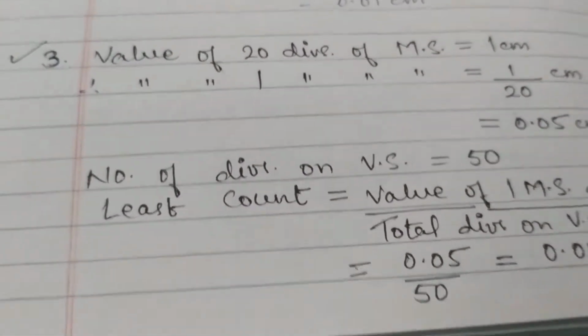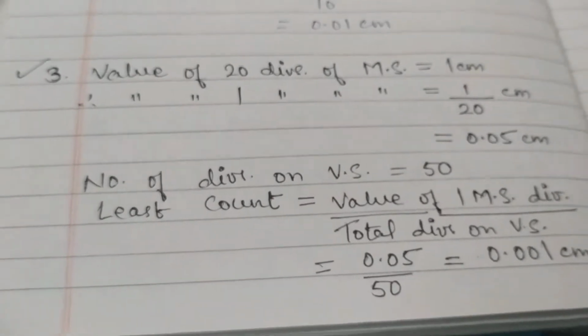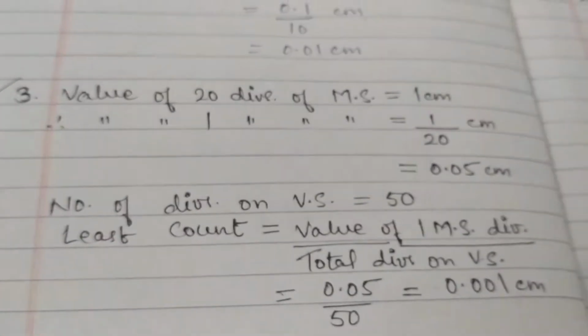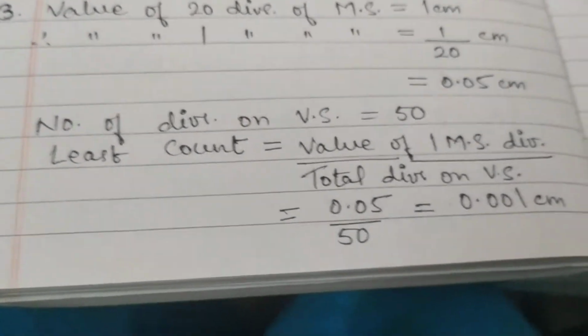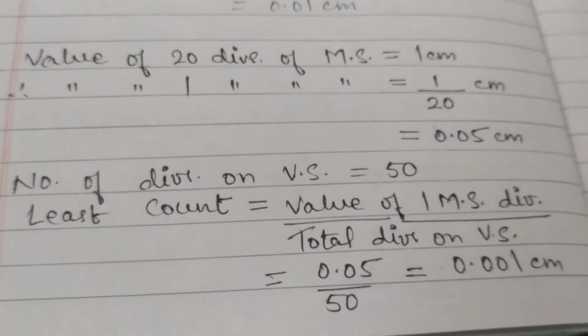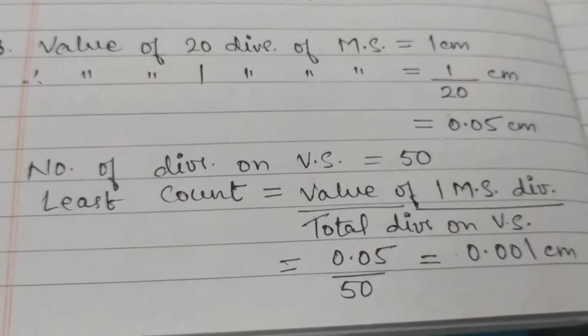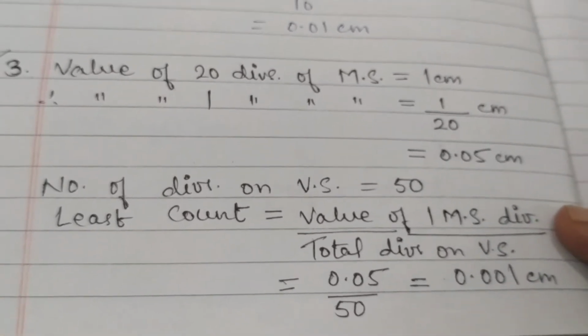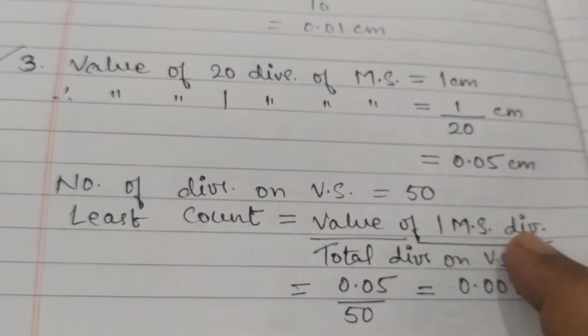See, the question said that the value of 20 divisions of main scale is equal to 1 centimeter. For the formula of least count, we have least count is equal to value of one main scale division upon total divisions of vernier scale. Okay, can you see it here? So we need value of one main scale division.